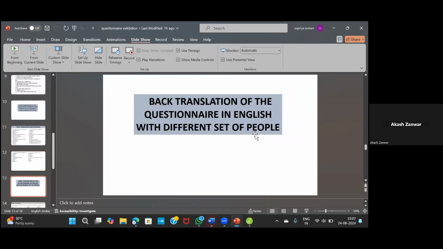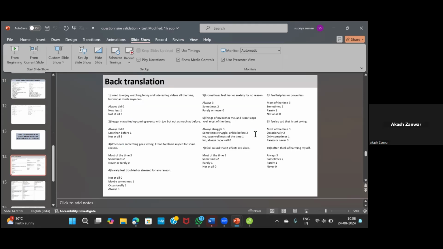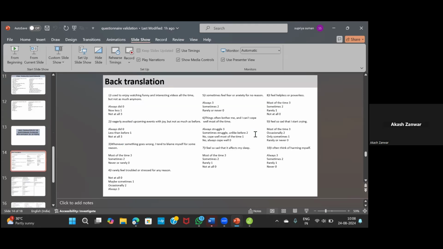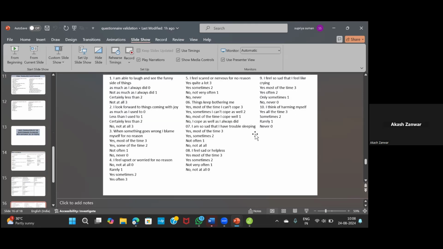To understand the change, that this final Hindi questionnaire I have made can differ from the original EPDS questionnaire, I have back translated this Hindi questionnaire into English with a different set of people. So these were the back translations again from the Hindi questionnaires. This one, this, and this.